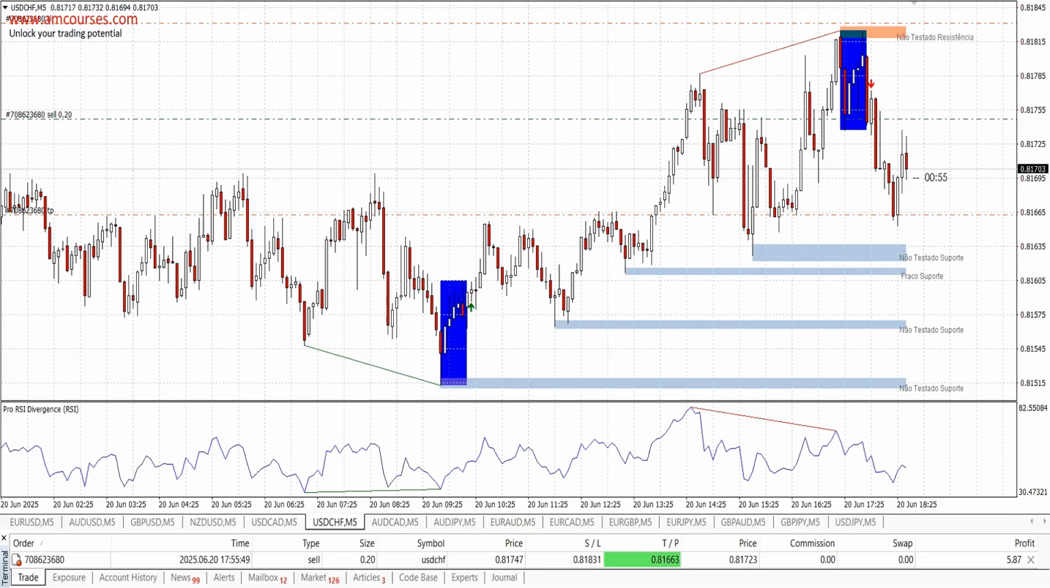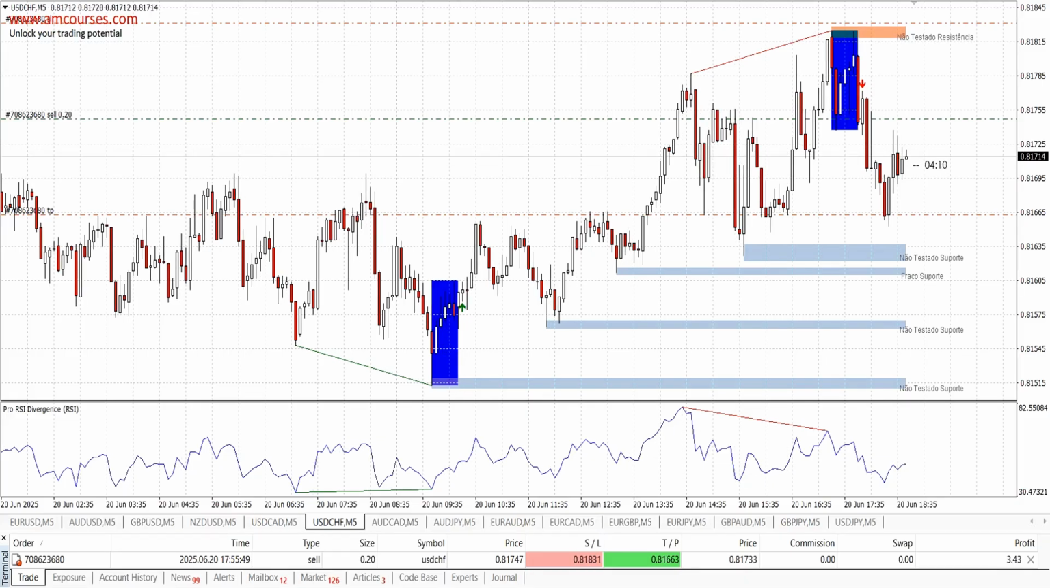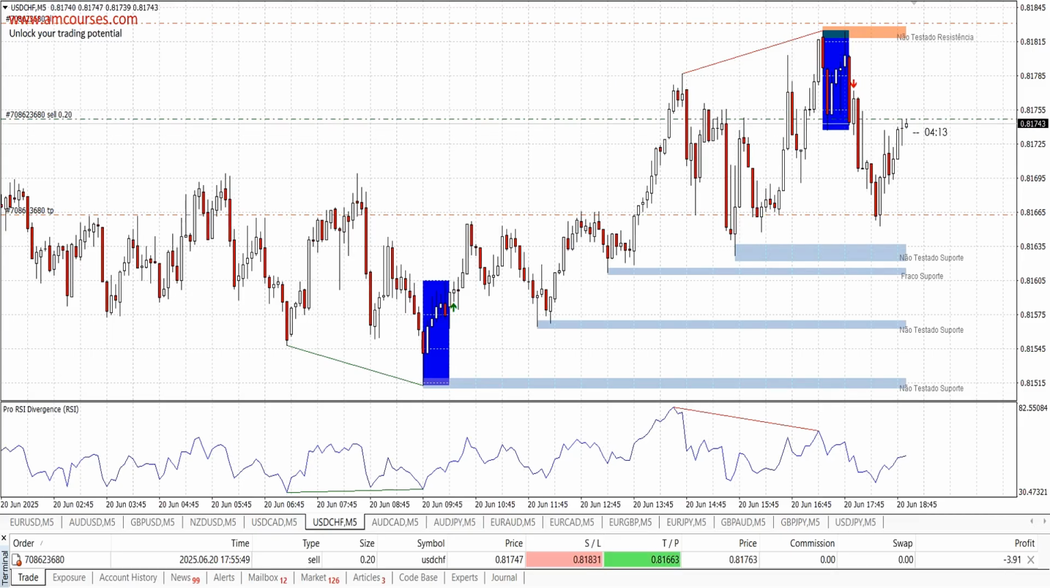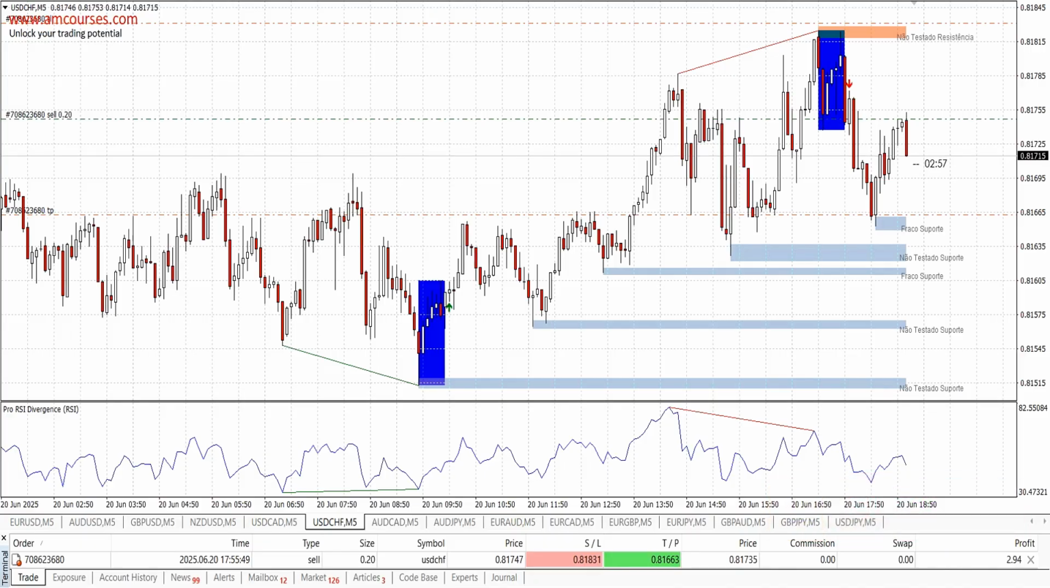Now let's break down how to use this RSI Divergence Indicator step by step, so you can trade with confidence and avoid guessing. Sell trade setup. Here's what you need to look for. Price is making higher highs, but the RSI is making lower highs. This is called bearish divergence. You'll see a red arrow on the chart. That's your first sign a reversal may be coming. Now check if the price is at or near a resistance zone. If all this lines up, that's your setup for a sell trade.